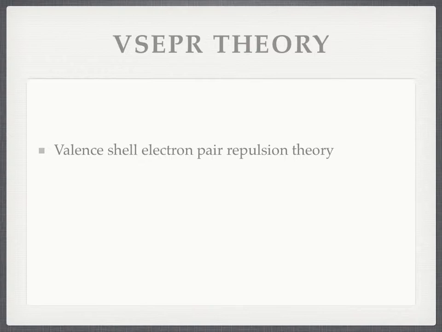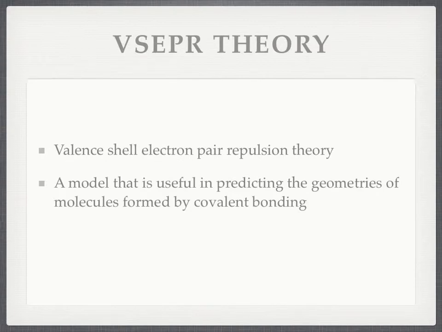VSEPR, I usually just call it the VSEPR theory. It stands for valence shell electron pair repulsion theory. Basically what it says is electrons want to get as far apart as possible. So it's good for predicting the geometries of these molecules. It kind of gives us a pretty good idea. It's not perfect, but it's really close.